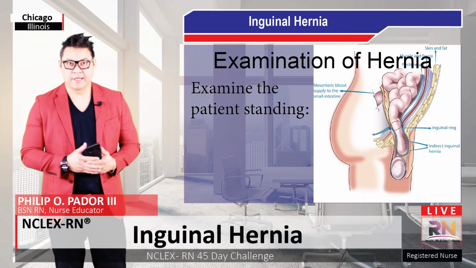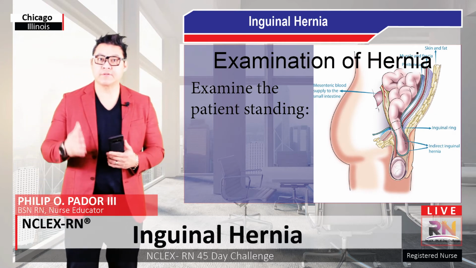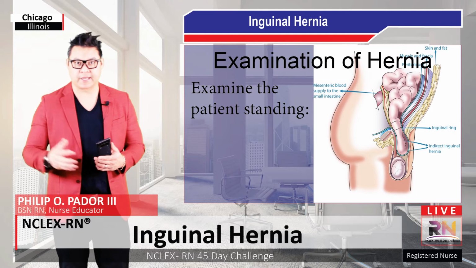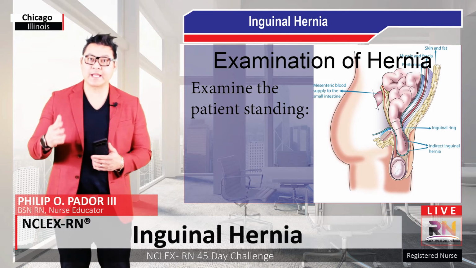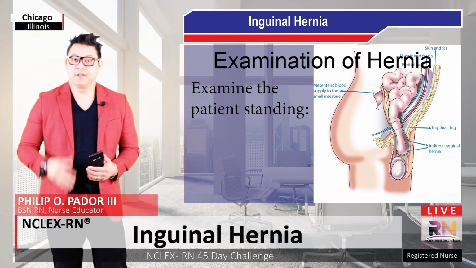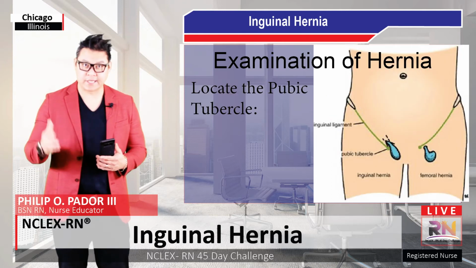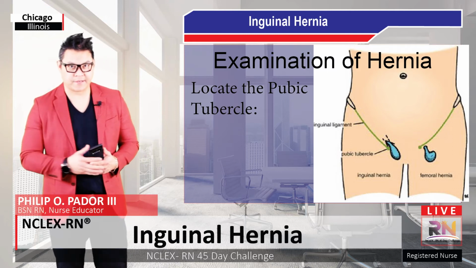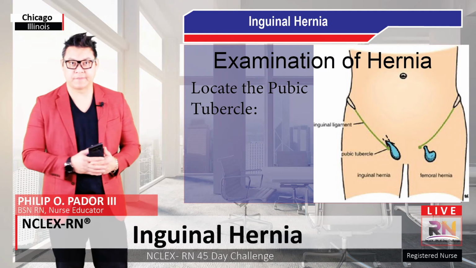Examination of hernia. Examine the patient standing. A hernia that descends into the scrotum is likely to be indirect. A diffuse bulge medially over the canal is likely to be direct. Locate the pubic tubercle. If the hernia is above and medial to this, it is an inguinal hernia. If it is below and lateral, it is a femoral hernia.